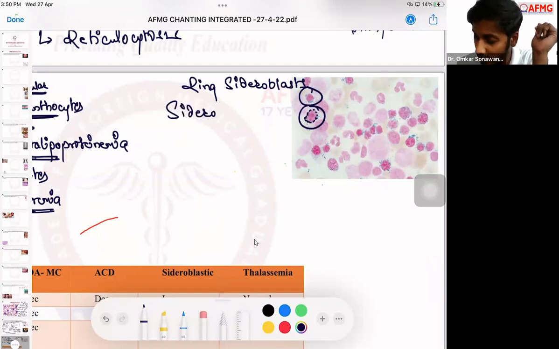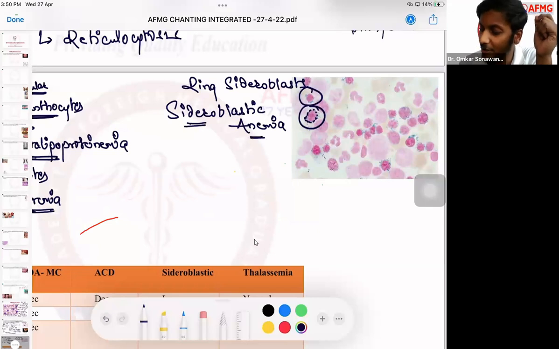It is definitely a feature of sideroblastic anemia. Please remember, sideroblastic anemia, as we discussed, can be due to lead poisoning. Definitely, sideroblastic anemia is usually due to lead poisoning in a patient. The other cause is drug intake. Some drugs can lead to sideroblastic anemia, which is the anti-tubercular drug causing sideroblastic anemia.